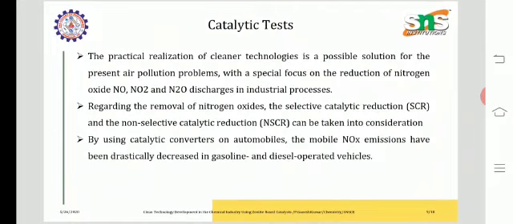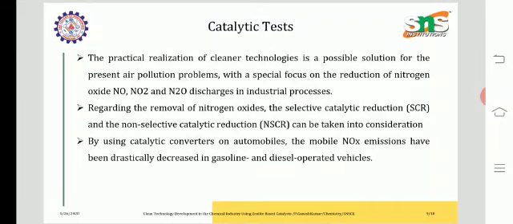So what is the catalytic test, and how have catalysts been used to remove nitrogen oxides? The practical realization of a clean technology is a possible solution for the present air pollution problems, particularly to reduce the nitrogen oxides NO and NO2 discharged from industrial processes. Regarding the removal of nitrogen oxide, selective catalytic reduction, SCR, and non-selective catalytic reduction, NSCR, can be taken into consideration by using catalytic converters on automobiles. Mobile NOx emissions have been drastically decreased in gasoline and diesel operating vehicles.